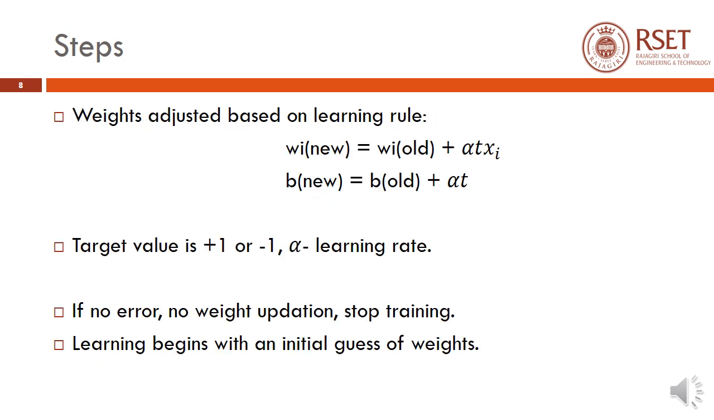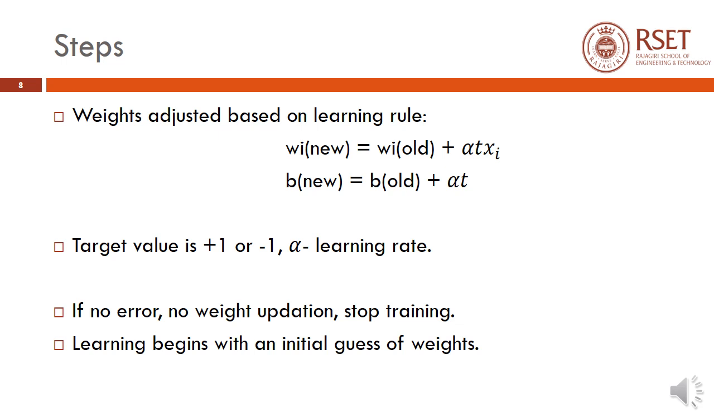When learning begins in perceptron, initially some random values are assigned to the weights. As we perform learning or training in the network, the weights get adjusted based on the perceptron learning rule. And what is the formula for adjusting the weights? The new weight, wi(new), can be calculated as wi(old) plus alpha times t times xi, where alpha represents the learning rate, which ranges between 0 and 1, t represents the target value, that is plus 1 or minus 1, and xi represents the input activation.